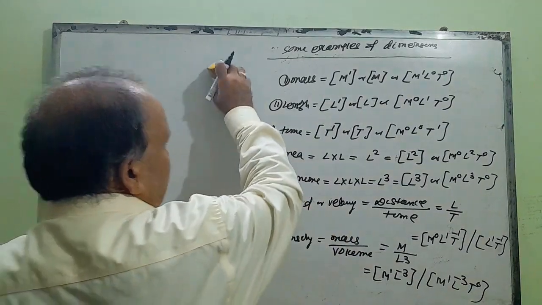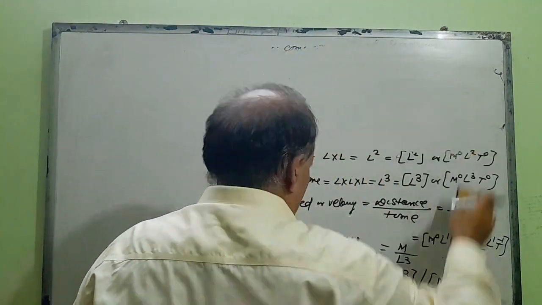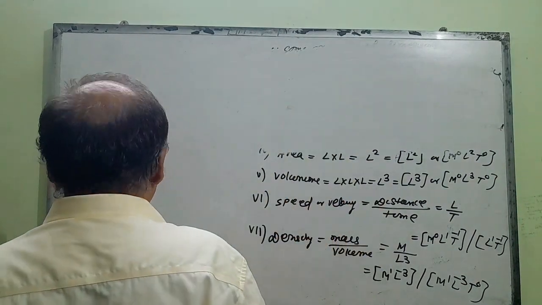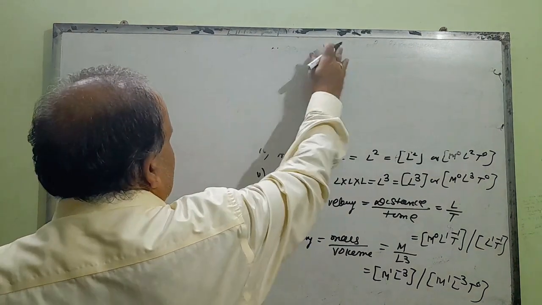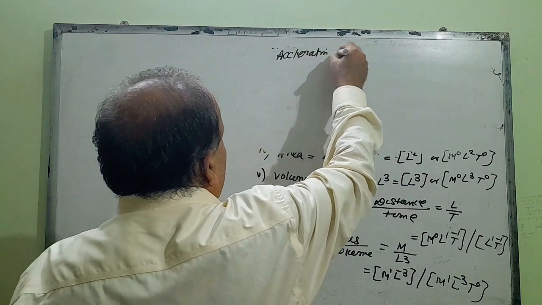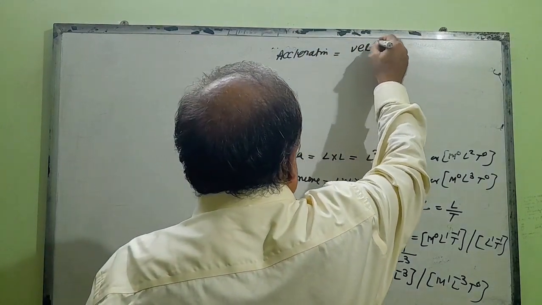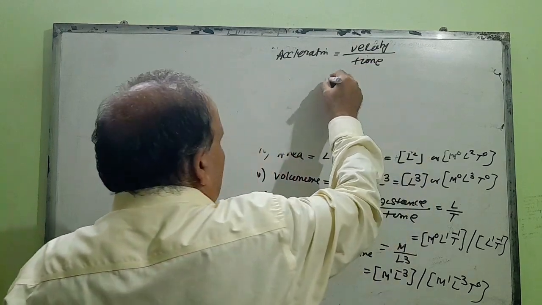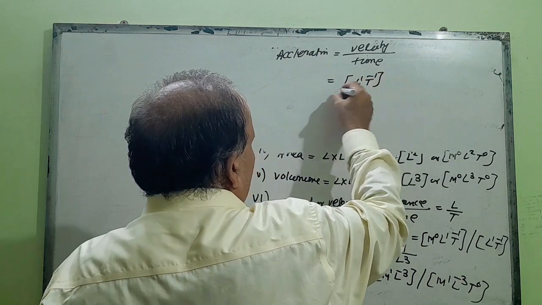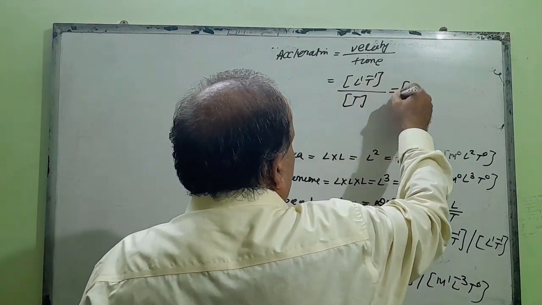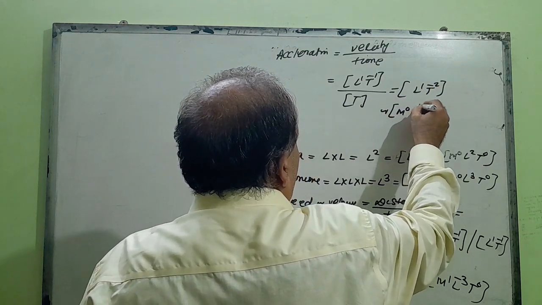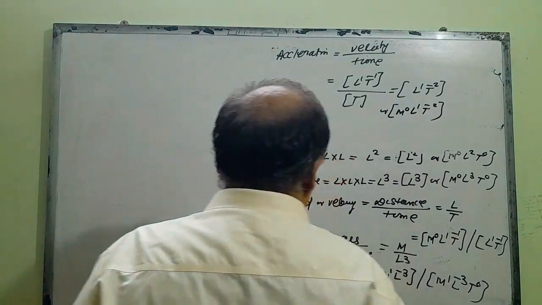After density, you come to acceleration. Speed and velocity I have already told you. Acceleration means velocity by time. You know the dimensional formula for speed or velocity is L1 T to the power minus 1, divided by time, that is T. That is L1 T to the power minus 2, or we can write M0 L1 T to the power minus 2.